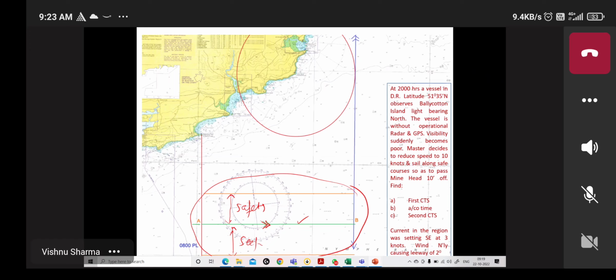Now you'll ask, what should be this safety zone? In practice, the master will decide, keeping in mind his reliability on the DR position. If the DR position is highly reliable, then he knows he is very close to A, and he can decide on the safety margin. If the DR position was worked based on some observation obtained 24 hours back, then obviously the credibility of the DR position is doubtful. He will probably go for a bigger safety margin.